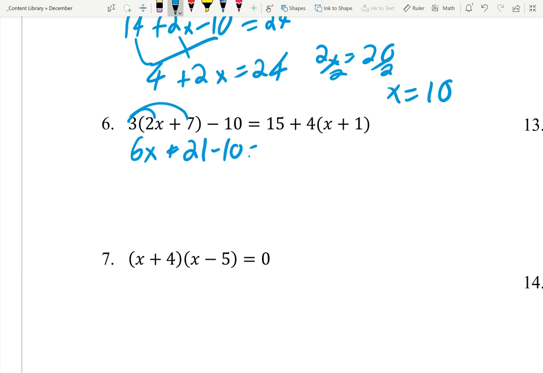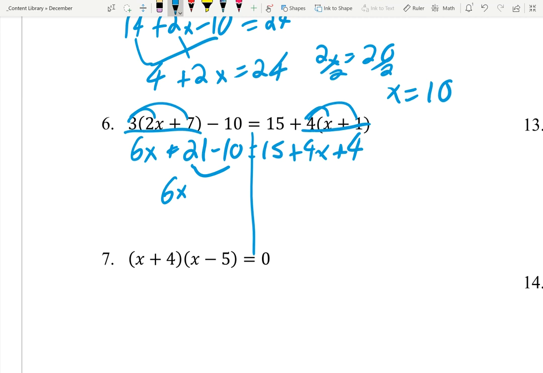I'll bring this minus 10 down. I'll bring this 15 down as well. Remember, do not add those together because you have to do the multiplication here first. So 4 times x is going to be 4x, and 4 times 1 turns into 4. So I've converted the multiplication into these groups. Now, let's look for like terms. Now, on the left-hand side, I see these 2 numbers, 21 and 10. I can combine those. So we would have 6x plus 11. 21 minus 10 combined to make 11. And on the right-hand side, I can combine the 15 and the 4. 15 plus 4 makes 19, so that would be 19 plus 4x.